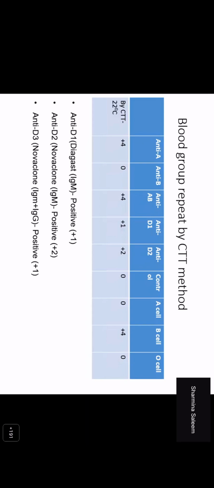We have a similar question from Dr. Nasrina, who asks, how can we give the report of grouping in case of weak D? Yes, so the same comment which I mentioned just now has to be there.